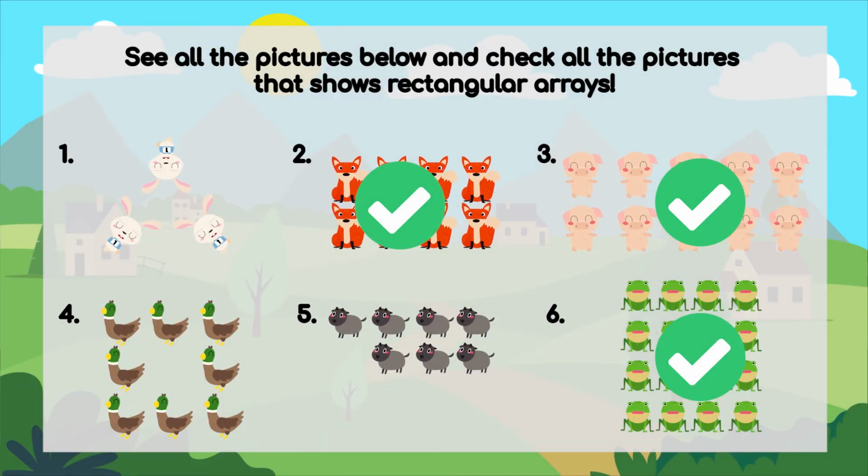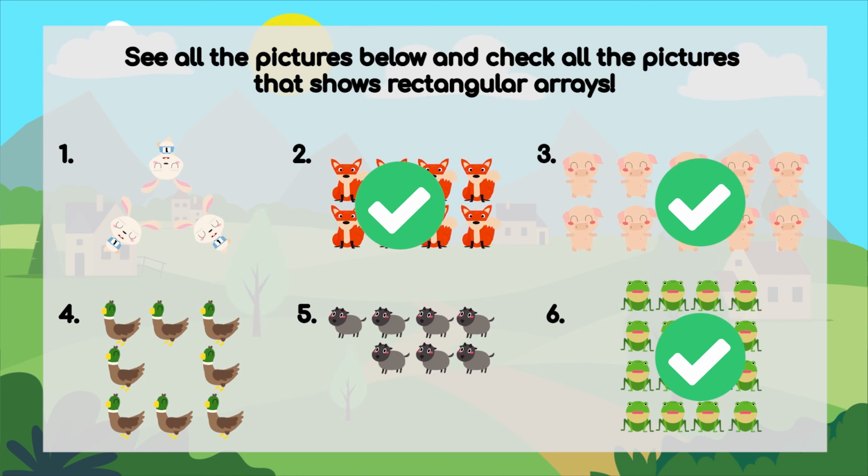So remember that an array is something that has the same amount in rows and columns. Don't get tricked by shape, because sometimes the shape looks like an array, but when we look closely and start to count them all, it's not an array.